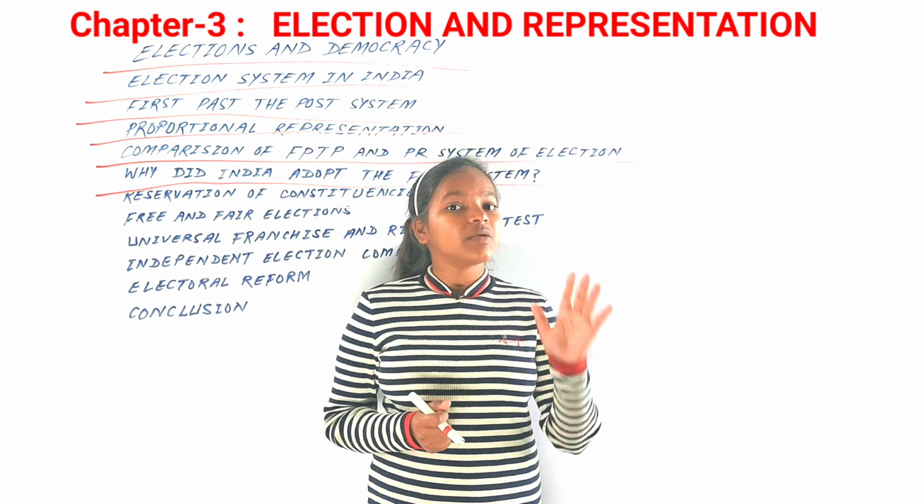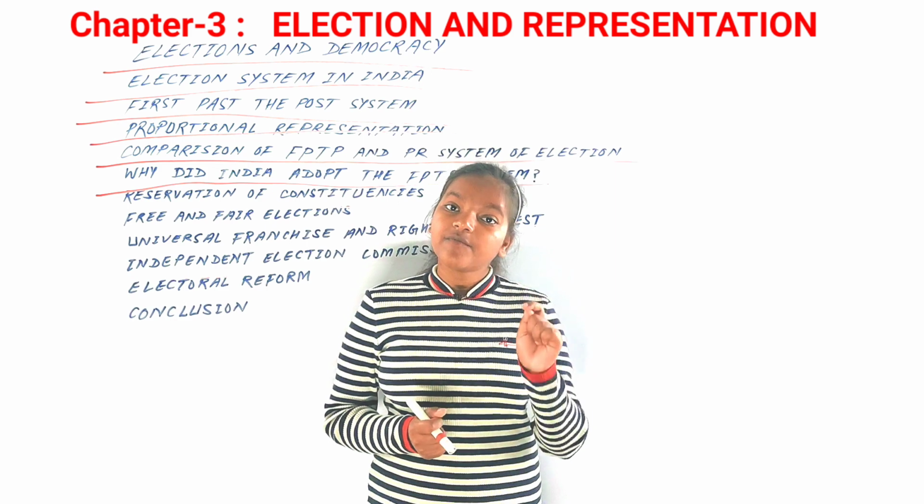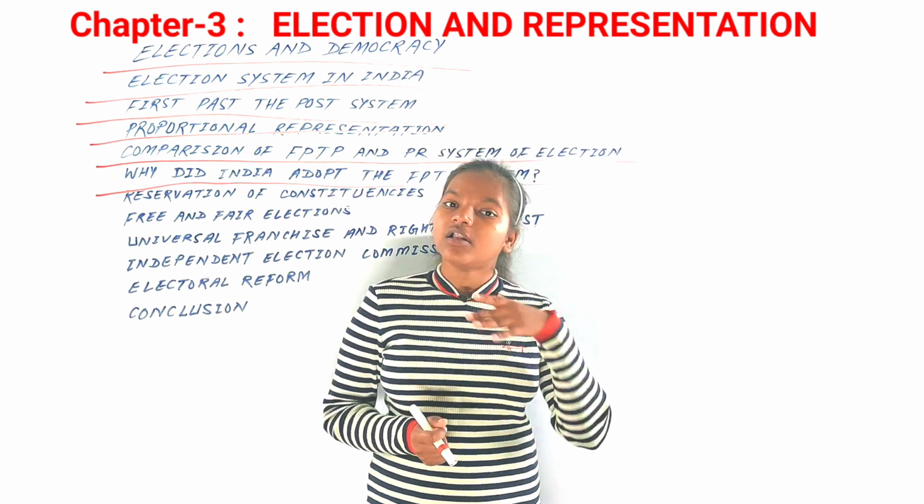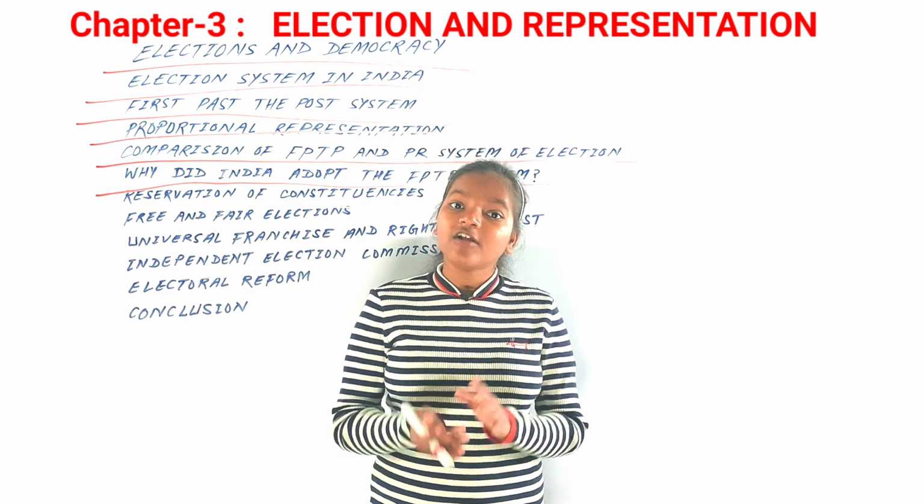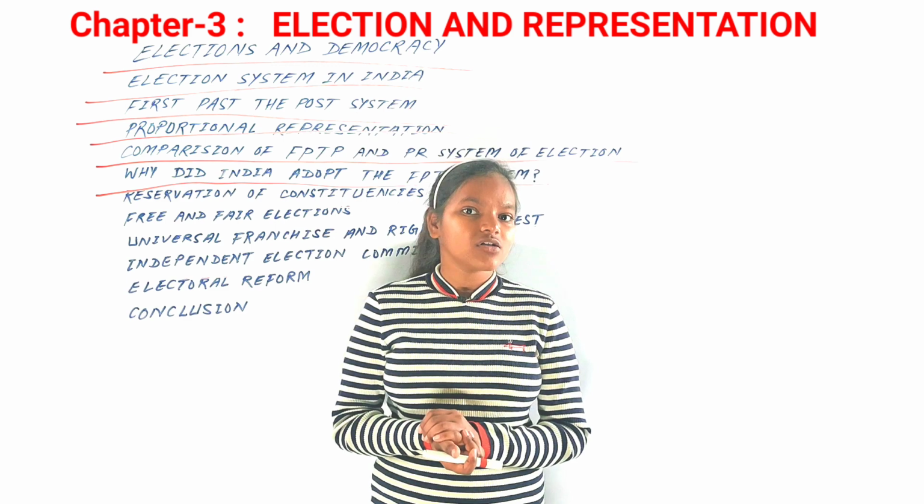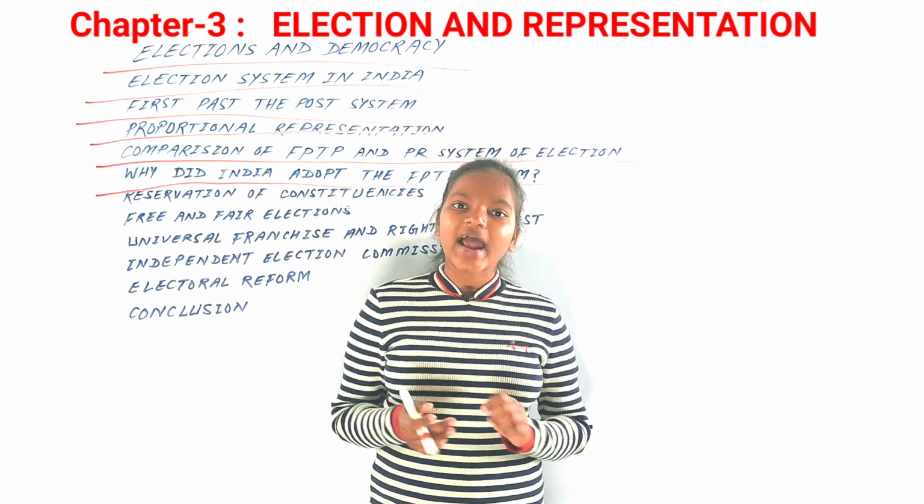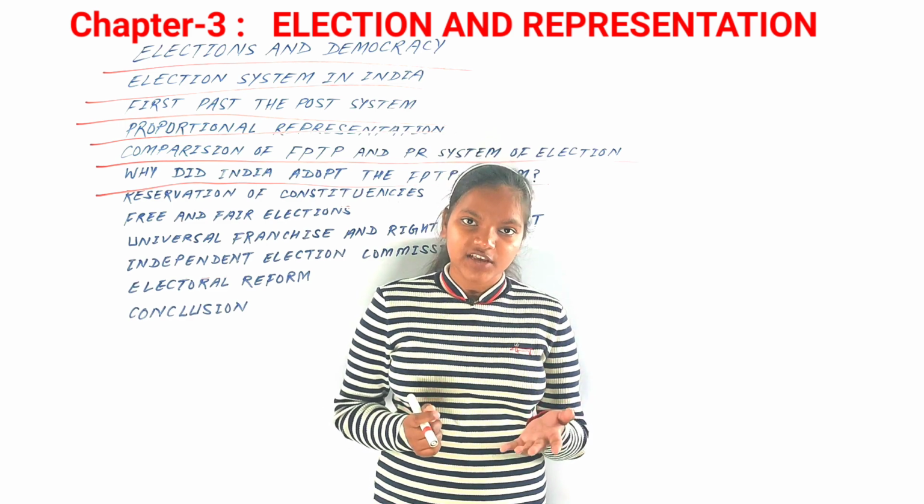Then what would happen is that people from community A would only vote for their party, and people from community B would cast their vote only to party B. So it would lead to a kind of polarization in our country as well. That could lead to social conflicts. So that's why the FPTP system in India has proven to be more beneficial.